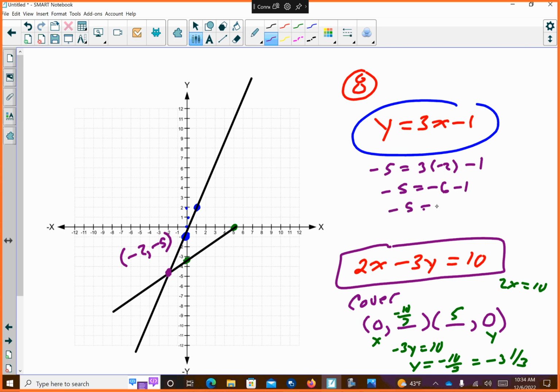Talk to me, friends. What does this mean? It's wrong. Yeah, but I feel like I graphed it pretty good. No. They're definitely crossing each other. But my graph is maybe off a little bit, right?